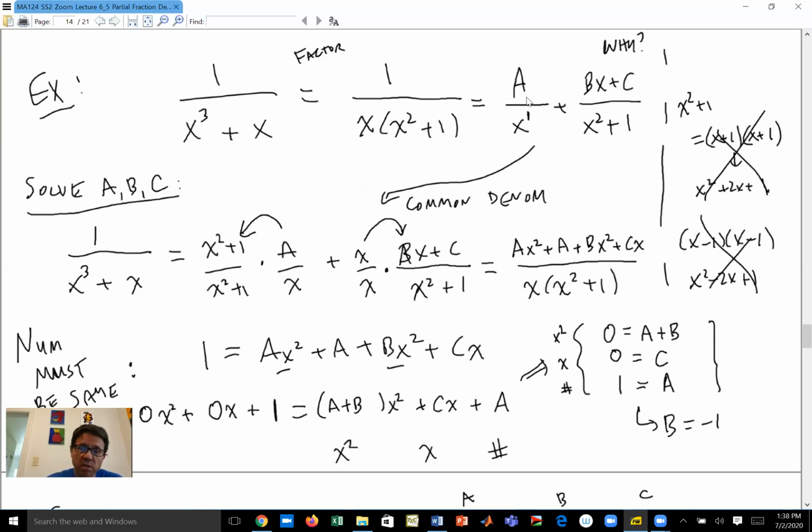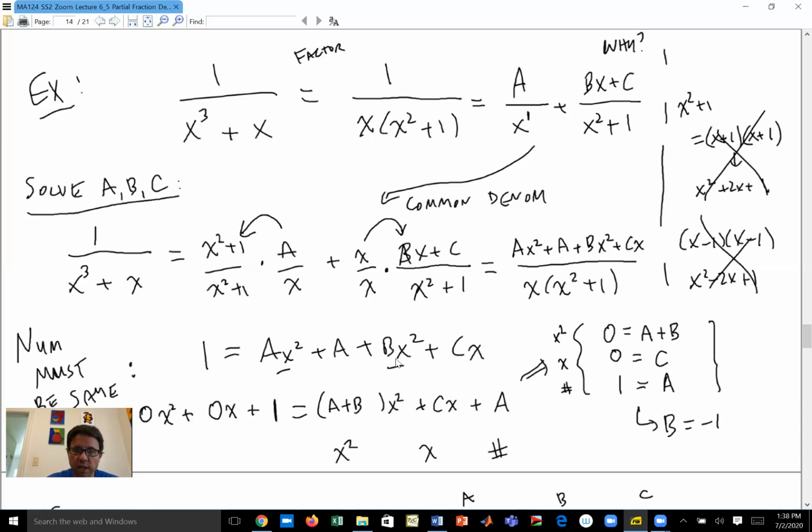So once you realize that this is the form that you need, then we just go through the exact same process. Take your guess, multiply top and bottom by what you need, x squared plus 1, x squared plus 1, and x over x, and recombine it down into this form here. Once again, we set the denominators equal, they are equal, we set the numerators equal, and we end up getting this equation here, where 1 is ax squared plus a plus bx squared plus cx.